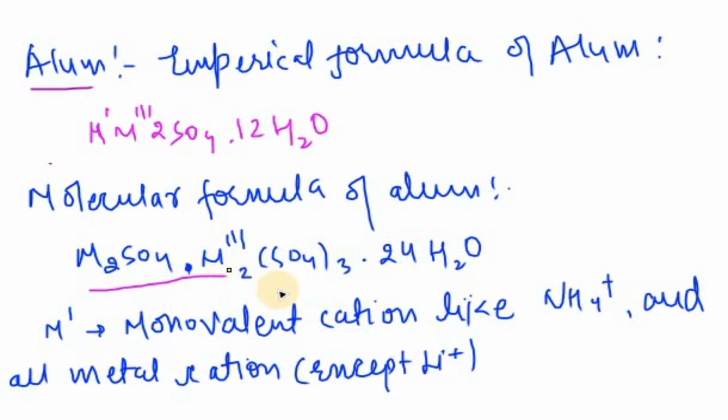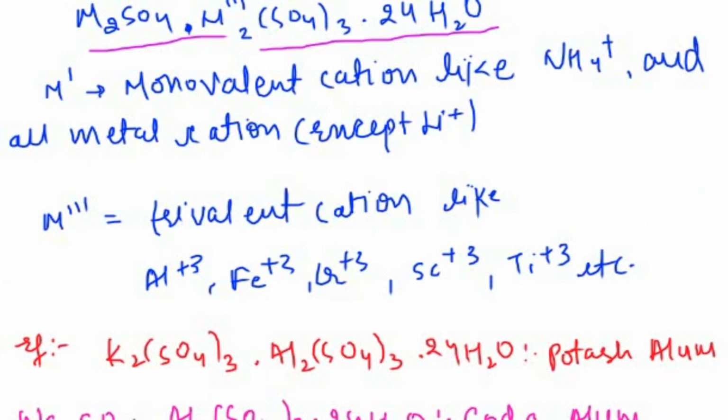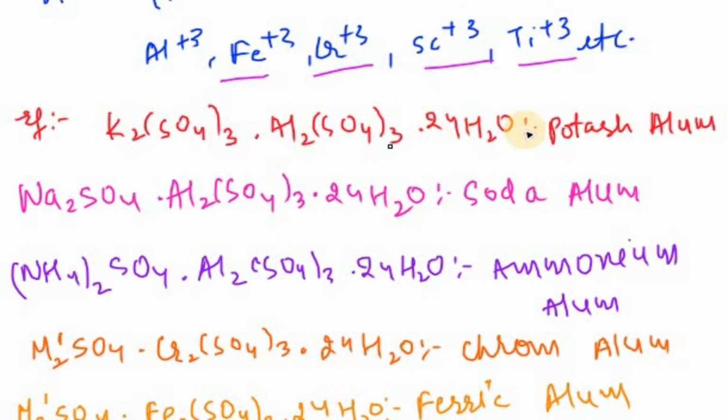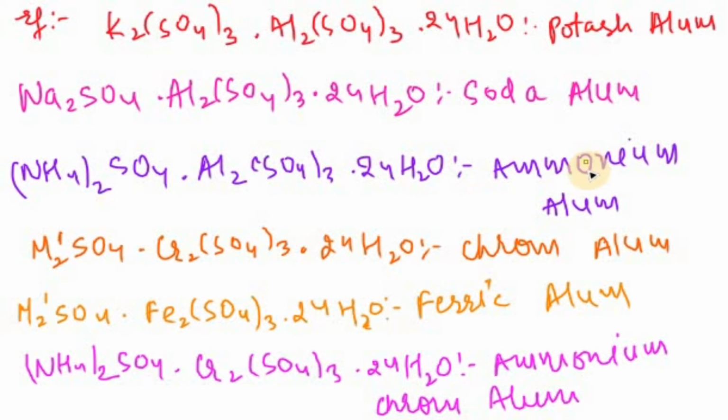This is the general molecular formula of alum, where M1 is a monovalent cation like NH4+ and all the metals except Li, and M3 is a trivalent cation like Al3+, Fe3+, Cr3+, Sc3+, Ti3+. These are the trivalent cations. Examples of alum are potash alum, soda alum, ammonium alum, chrome alum, ferric alum, and ammonium chromium alum.